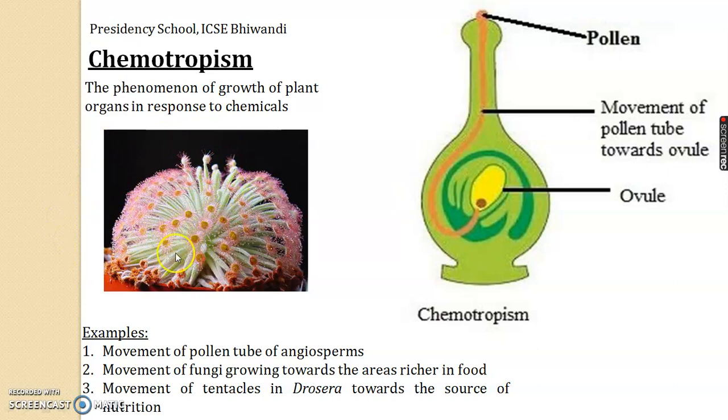Now if you look at this picture, it is the example of the movement of the tentacles in Drosera. Why do they move? Because they want food. How are they going to get the food? Through other sources. So this movement of the tentacles in Drosera towards the source of nutrition is also an example of chemotropism. So what are the examples of chemotropism? The movement of the pollen tube of angiosperms, the movement of fungi growing towards areas richer in food, and the movement of the tentacles in Drosera towards the source of nutrition.